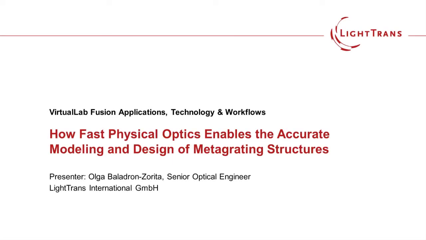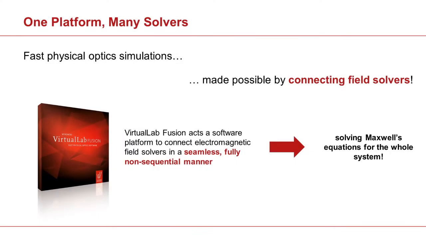We're going to be talking about how fast physical optics enables the modelling and design of metagrating structures. Now, fast physical optics is the name we have given to the technology implemented in the software VirtualLab Fusion, and a key aspect of that technology is what we call connecting field solvers, with the objective in mind of being able to simulate complex optical systems made up of many different components with different characteristics.